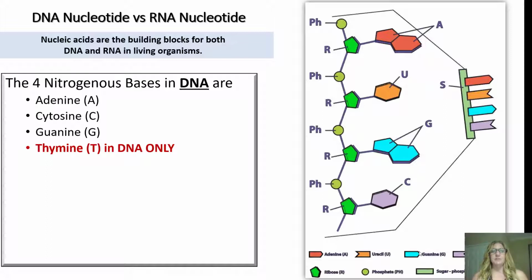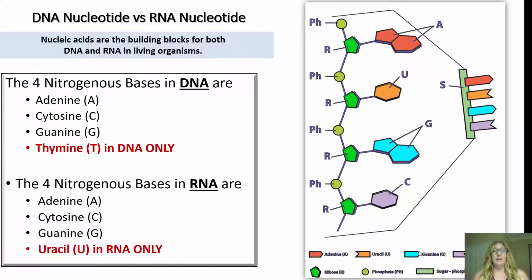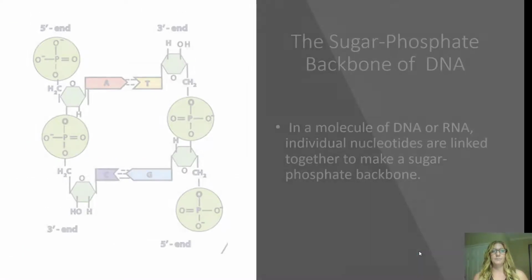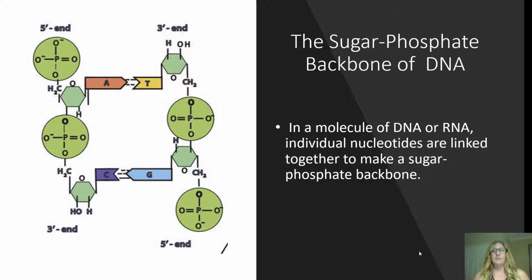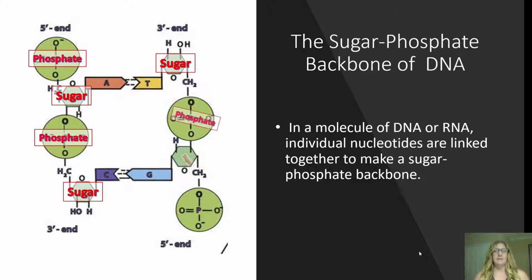In DNA, like I mentioned previously, you have the 4 nitrogenous bases, which are adenine, cytosine, guanine, and thymine. In RNA, we have one difference. In RNA, we're still going to have adenine, cytosine, and guanine, but RNA does not have thymine. Instead, it will substitute that with a nitrogenous base called uracil. The backbone of DNA is actually made of alternating sugar and phosphate molecules, as shown here, that are strung together.